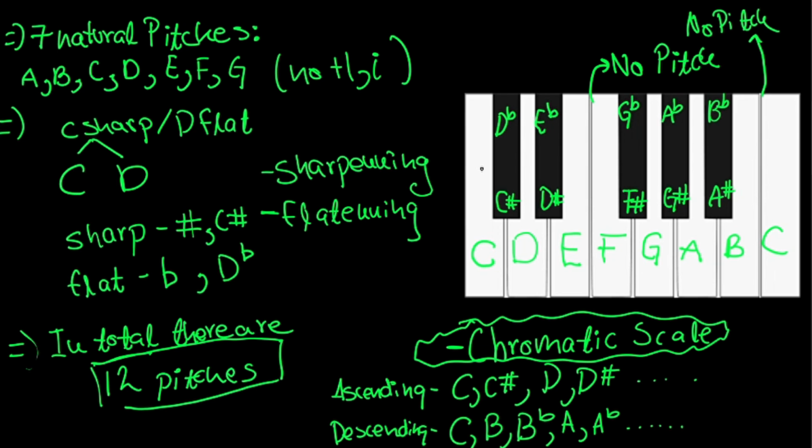B, and let me start again. We repeat C, C sharp, D, D sharp, E, F, F sharp, G, G sharp, A, A sharp, B. Repeat again. C, C sharp, D, D sharp, E, F, F sharp, G, G sharp, A, A sharp, B, C. We already repeated. Then we go again. C sharp, D, D sharp, E, F, F sharp, G, G sharp, A, A sharp, B. Repeat again, up to C.